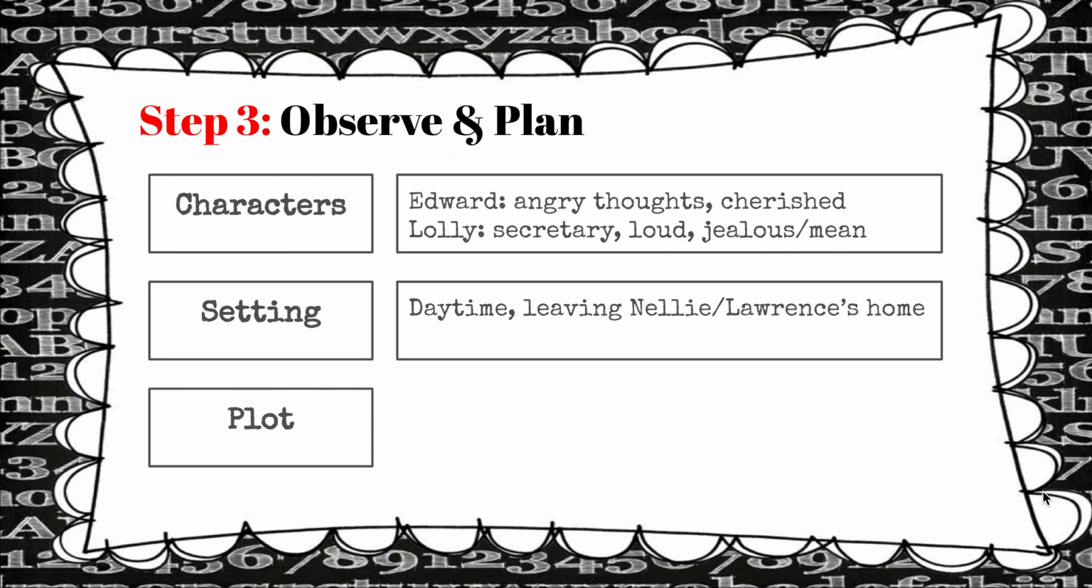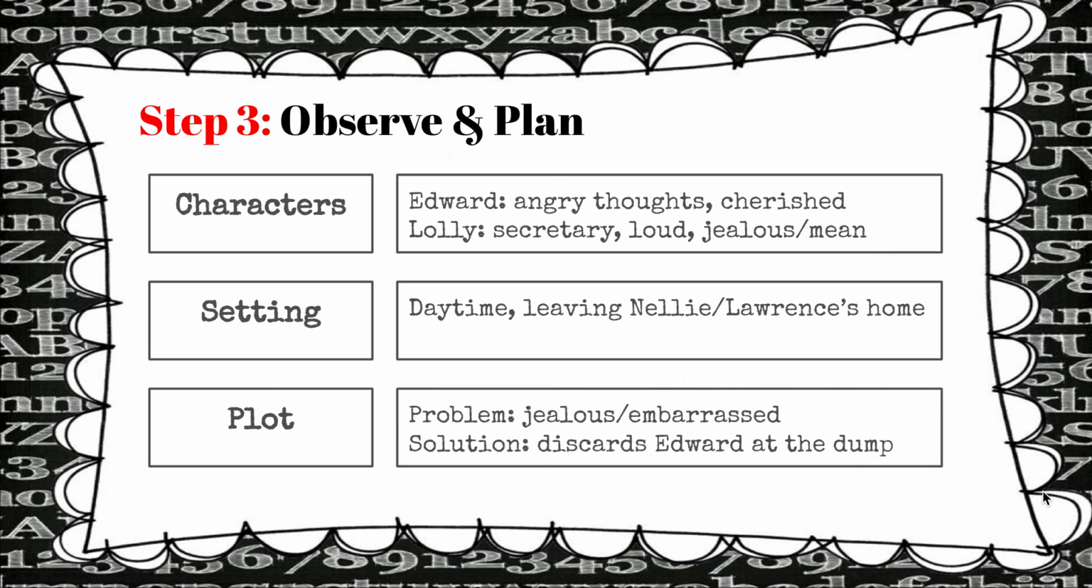And then for my plot, we want to consider order of events. We want to think about like the Story Mountain, how there's the big uh-oh, and then the phew at the end. So like problem and solution. So I think the big problem here is that Lolly is clearly very jealous and a little embarrassed that people around the town are referring to Edward as their rabbit child. So maybe that's a little embarrassing for her that people think her parents are going a little crazy. And her solution to that is to discard Edward at the dump. So I'm going to use that as my plot for my mini scene that I'm going to write.